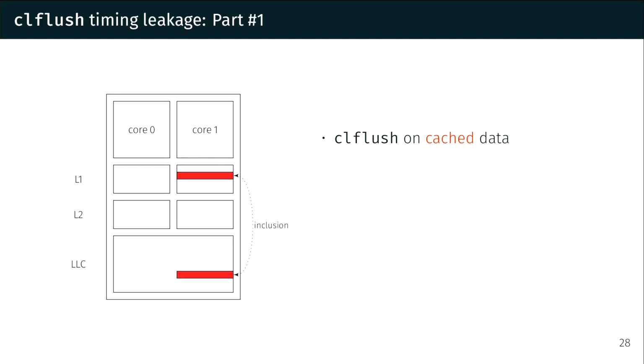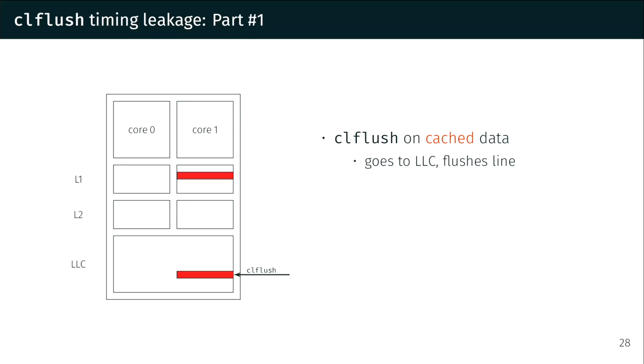So there's a first timing leakage with it. We're going to see that the CLFlush instruction has a different timing depending on whether the data that you pass to it is cached or not. So imagine you have a cache line that is in level 1. With the inclusion property, it has to also be in the last level cache. Now this is quite convenient, and this is also why we have this inclusion property for performance reasons on Intel CPUs.